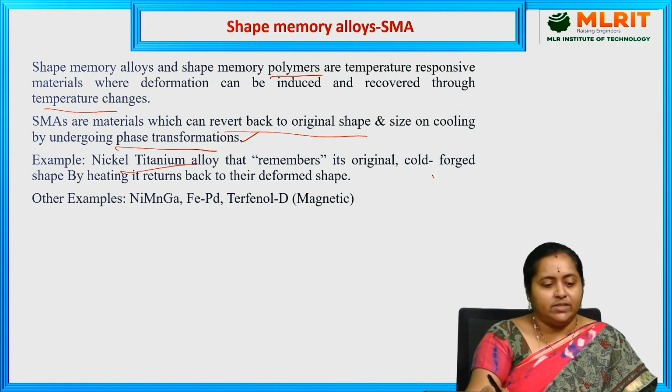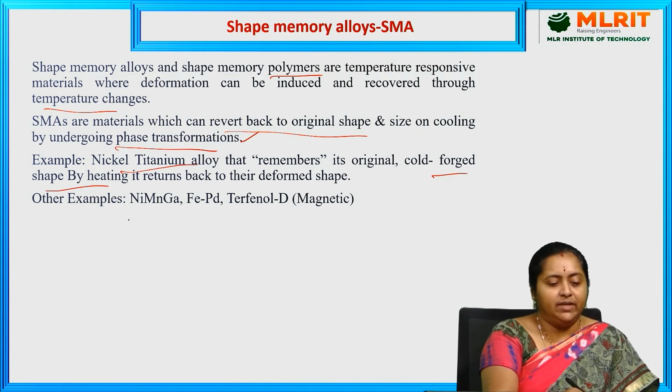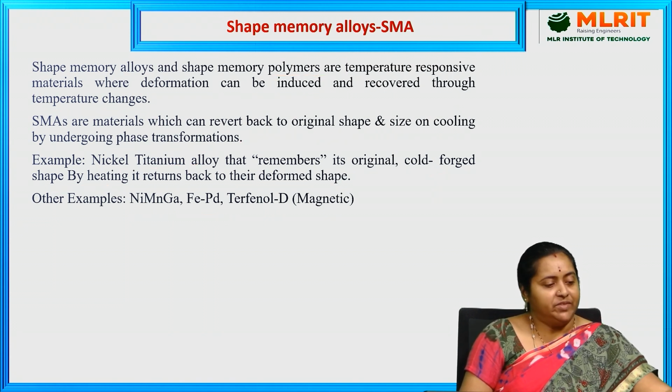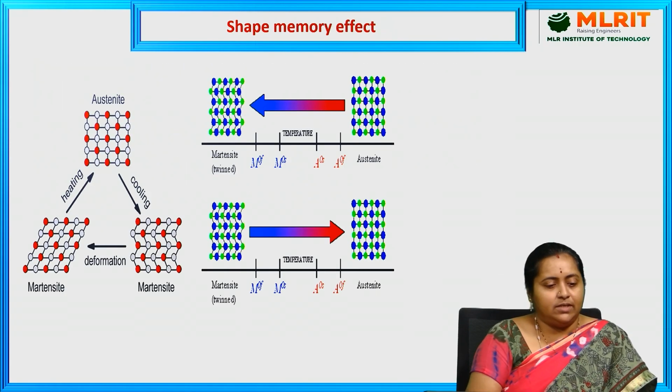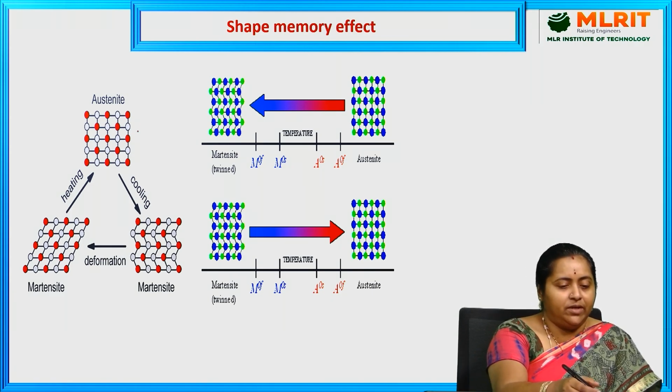On cooling, it is the forged shape. By heating, it returns back to its deformed shape. Other examples include alloys of nickel, manganese and gallium, and then iron, palladium and terfenol-D. So these are a few examples of shape memory alloys. If you notice, in the earlier case also we discussed the same thing, the alloy of nickel. The same example we are going to consider here.